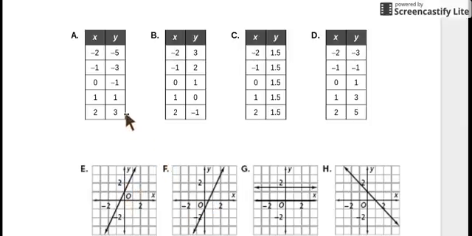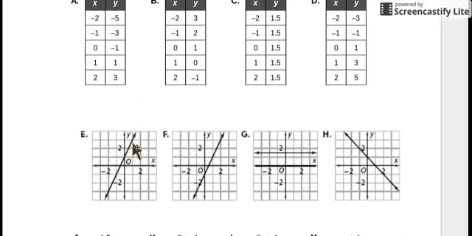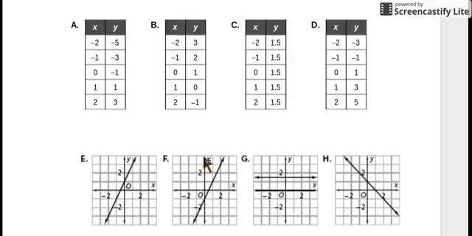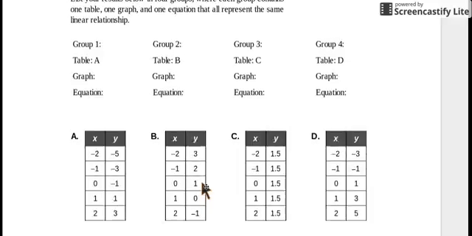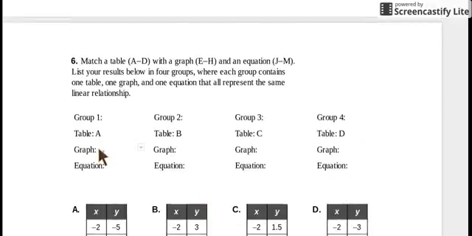Another clue that can help me out is finding the y-intercept. Well, the y-intercept is when x is 0, what is y? My y is -1. So I'm going to look for the graph that has a line that runs through the point -1 on my y-axis. My y-axis is this up and down line. I want to find my y-intercept by determining when this line runs into my y-axis. So from there, I can determine that F is going to be my graph for A.